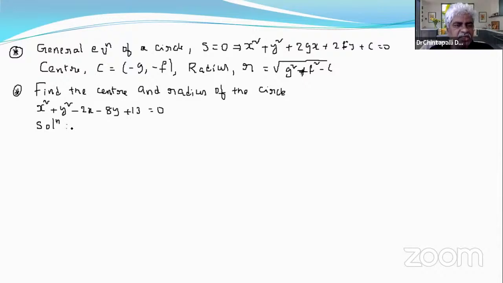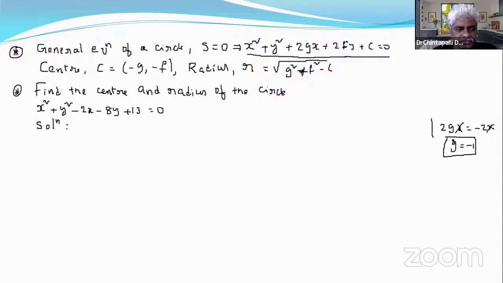When we compare this equation to the general equation, that is x square plus y square plus 2gx plus 2fy plus c equal to 0, compare the given equation to the general equation. What is 2g here? That is 2gx, it is minus 2x. Just compare those two terms. 2gx is equal to minus 2x. Cancel x on both sides. 2g is equal to minus 2, right? Divide both sides by 2. That is g is equal to minus 1.